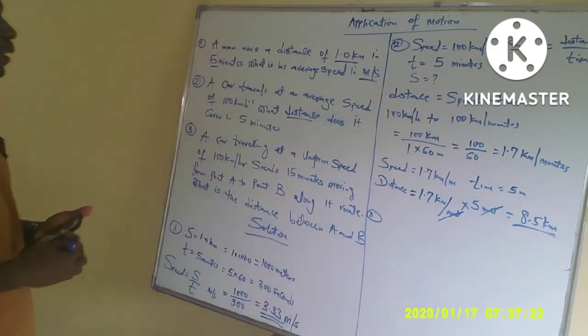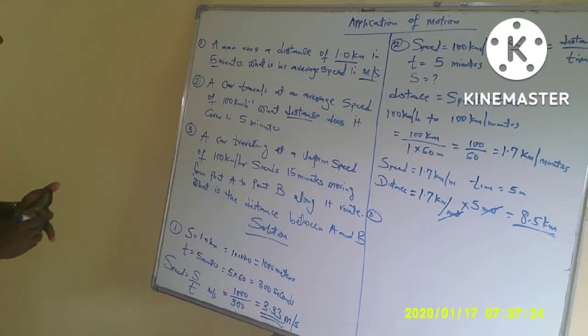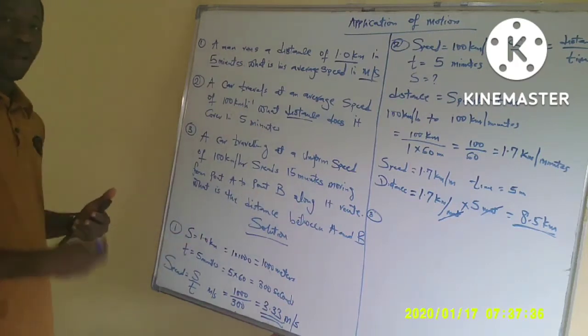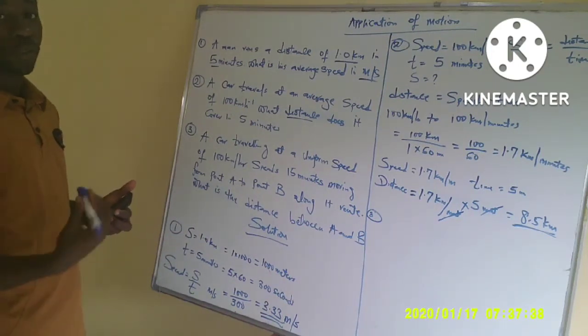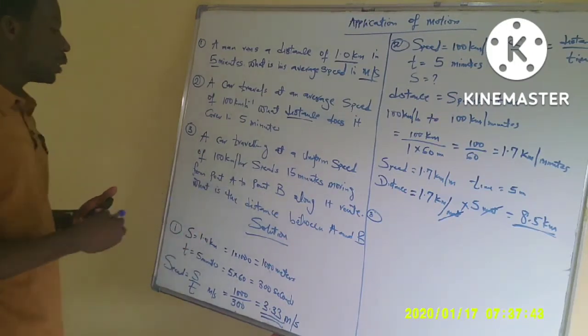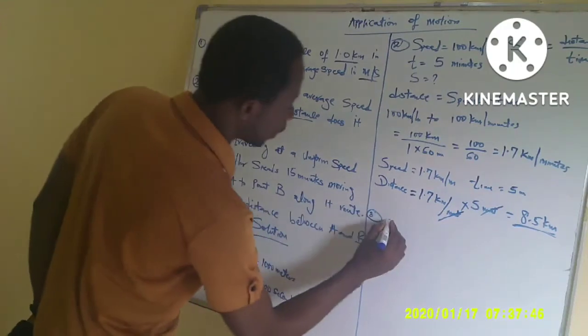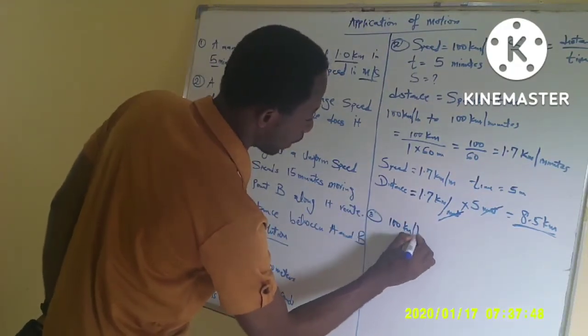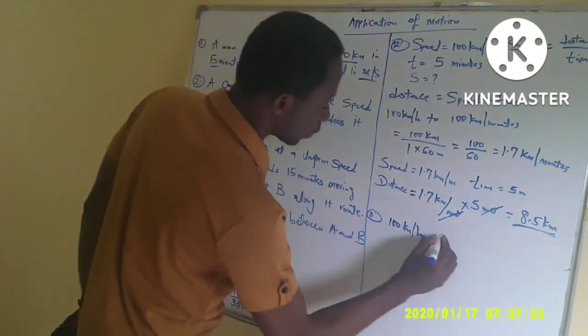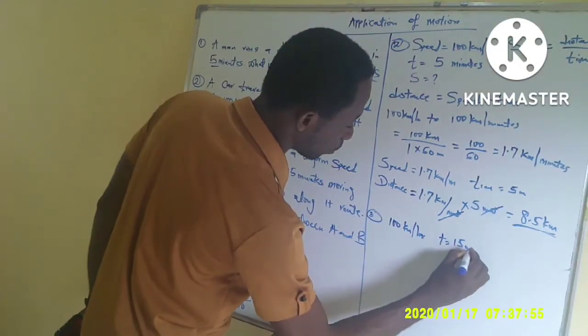Now the last question, question number 3. Question number 3 says a car traveling at a uniform speed of 100 km per hour spends 15 minutes moving from point A to point B. So it's moving from one particular point to another. I can say this is a form of motion we call translational motion. The speed is 100 km per hour, and the time spent is 15 minutes.